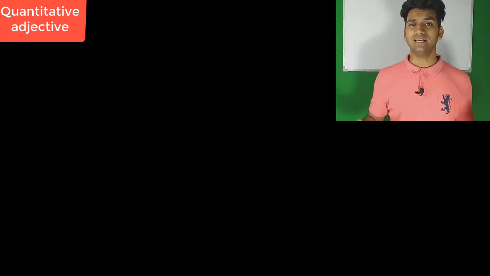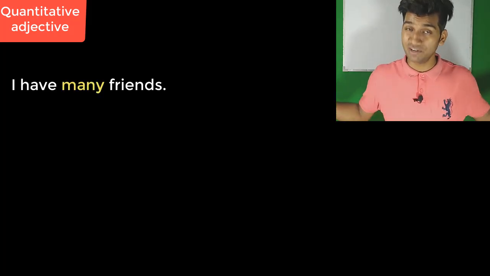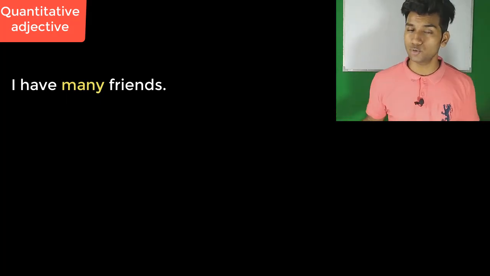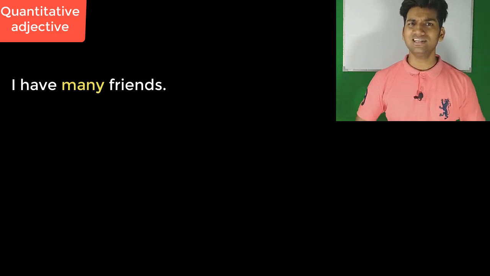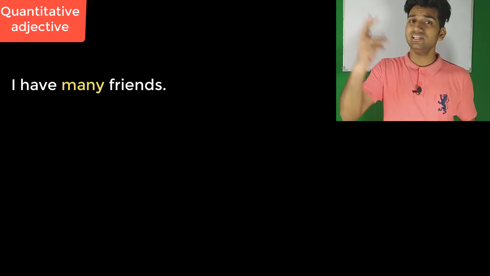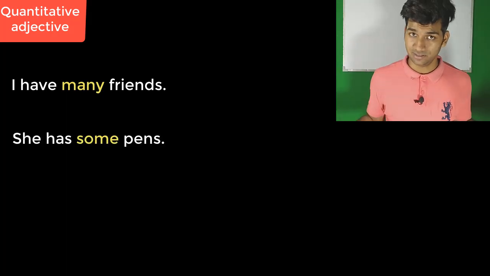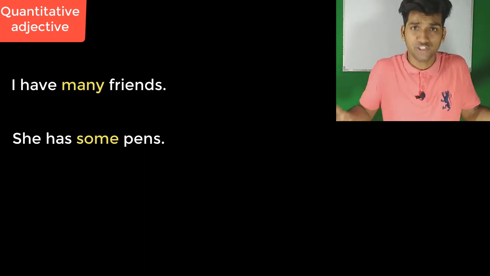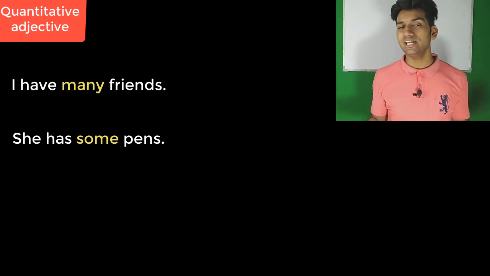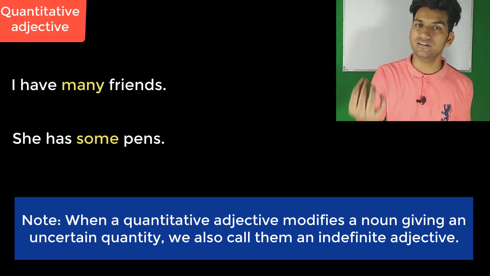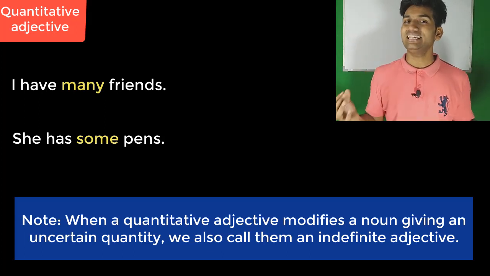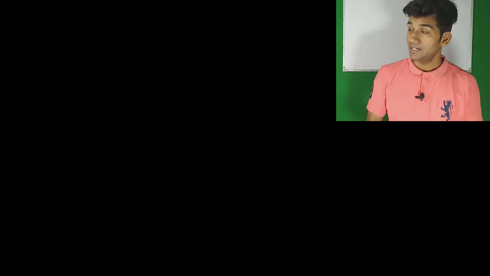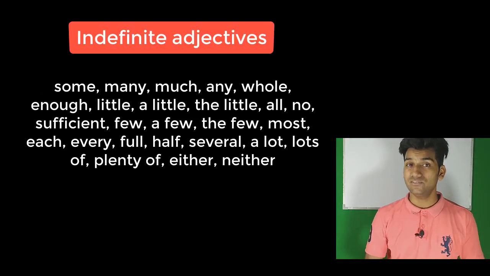Let me give you some examples. I have many friends. How many friends? Many friends. I just don't know the number. Let me give you one more example. She has some pens. How many pens? Some pens. We don't know the number, right? So when it modifies a noun by giving an uncertain number, we also call it an indefinite adjective. Indefinite adjective.